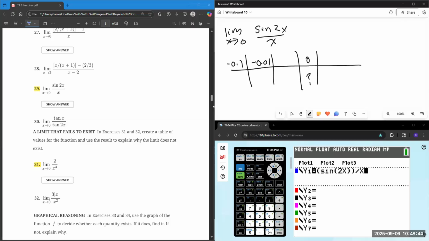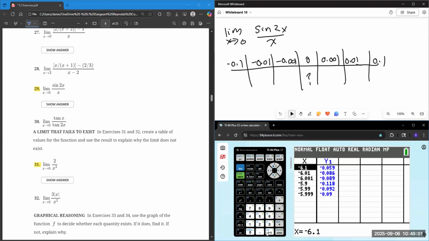We'll try -0.1, -0.01, -0.001, 0.001, 0.01, 0.1. The values come out 1.9867, 1.9999, and so on. So it appears this is approaching 2.